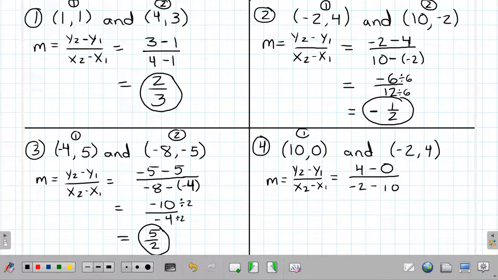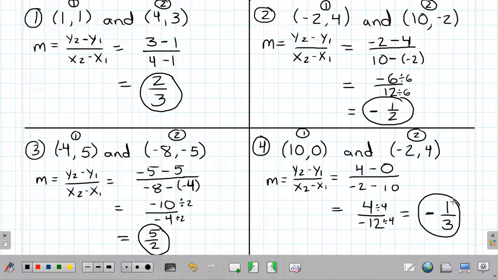Once again, this is because I'm saying this is 0.1, this is 0.2. 4 minus 0 is 4 over negative 2 minus 10 is negative 12. I have a positive over a negative, which is a negative. I can divide both 4 and 12. So this is something I'm taking liberty with. I'm assuming everybody knows how to simplify a fraction. I can divide both top and bottom by 4, so that gives me the fraction 1 over 3. So negative 1/3. Like I said, that's all there is to it.